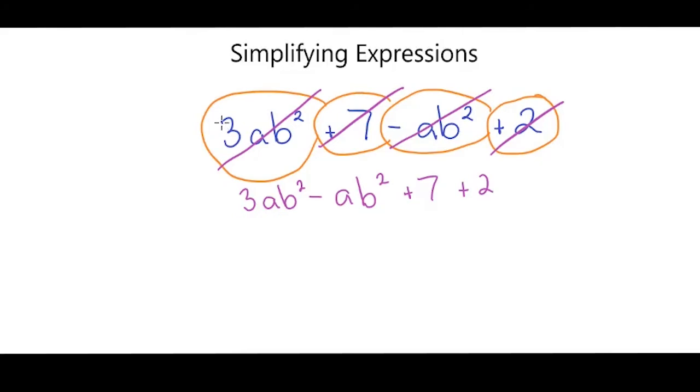If you'll remember that ab squared is 1ab squared. So if I have 3ab squareds and I take away 1ab squared, I am left with 2ab squareds. All right, now I have plus 7 and plus 2. Well, 7 plus 2 is 9, so that's plus 9. And my final answer is 2ab squared plus 9.